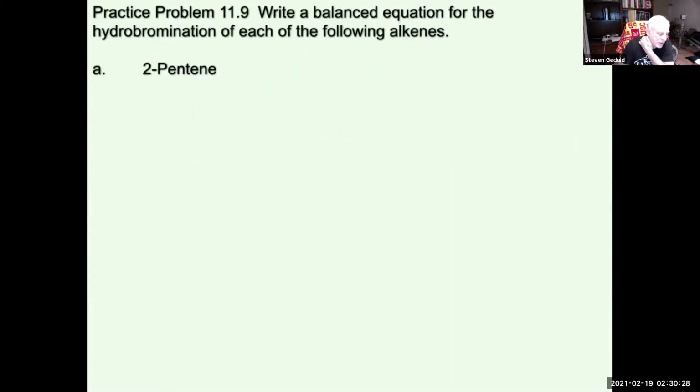All right, balanced equation for hydrobromination. Okay, so we're going to add HBr to an alkene. So 2-pentene. Again, penta is 5 carbons, and there's 1 double bond. How do we know there's only 1 double bond?